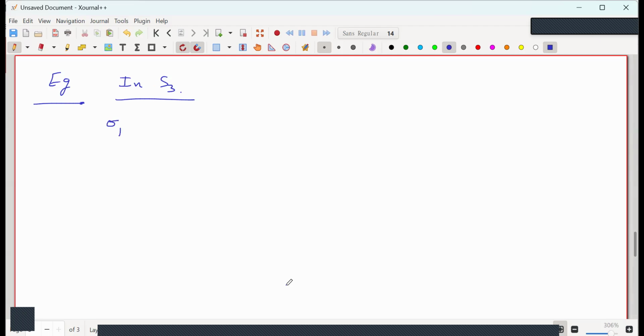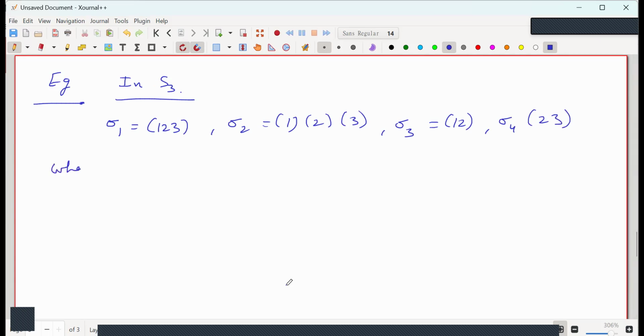So in S3, I am writing some permutations. Say sigma 1 is (1, 2, 3). Sigma 2 is just the identity permutation which fixes everything. And sigma 3 is (1, 2). Sigma 4 is (2, 3). So what are the odd and even permutations?